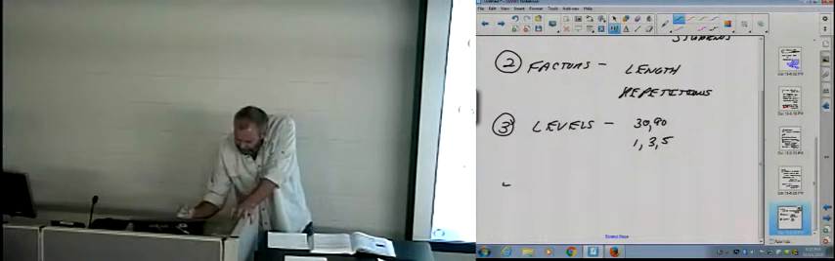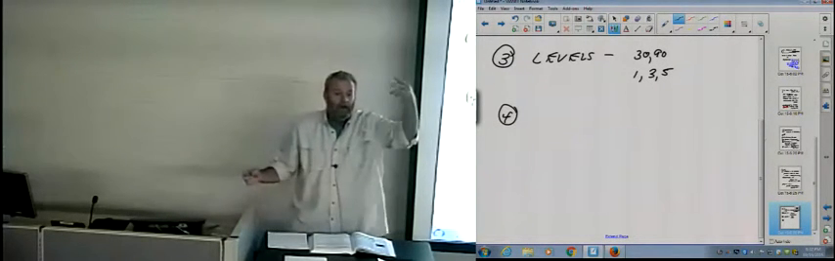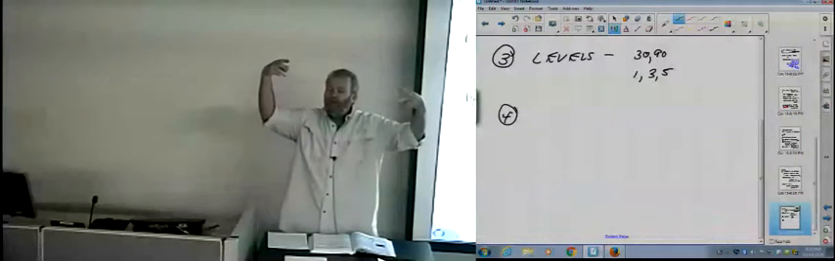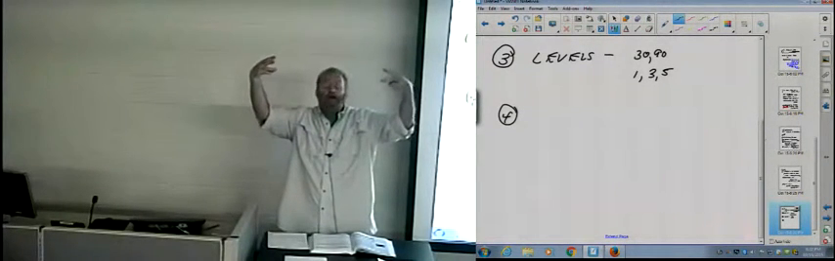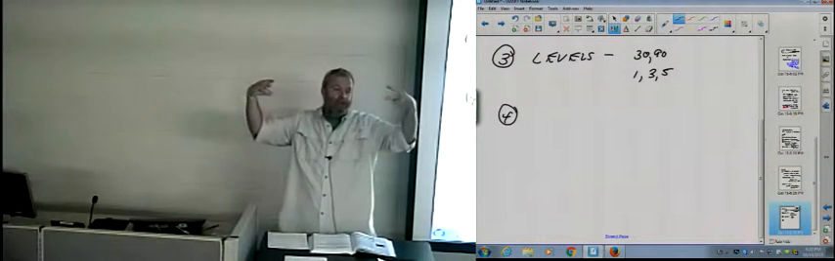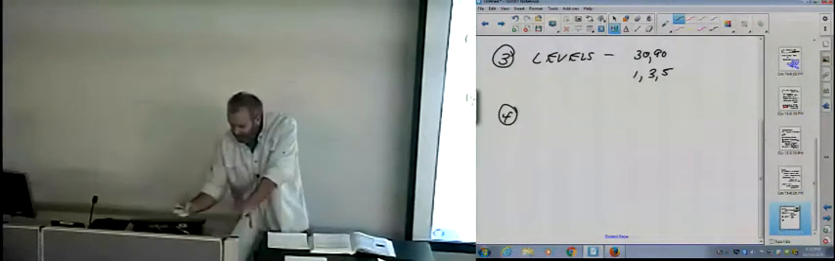Now, anybody know how many treatments we're going to have? Length was 2 levels. Repetitions is 3. This is a 2-factor experiment. You have 2 levels here, you have 3 levels here. You're going to end up with 6 treatments.